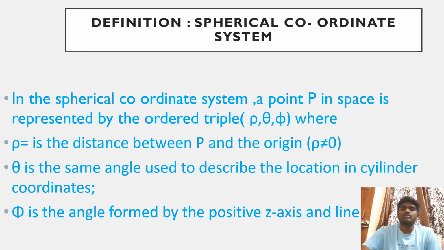And now the definition of the spherical coordinate system. In the spherical coordinate system, a point P in space is represented by the ordered triple rho, theta, phi, where rho is the distance between P and the origin, where rho is not equal to 0, and theta is the same angle used to describe the location in cylindrical coordinates. Phi is the angle formed by the positive z-axis and the line.